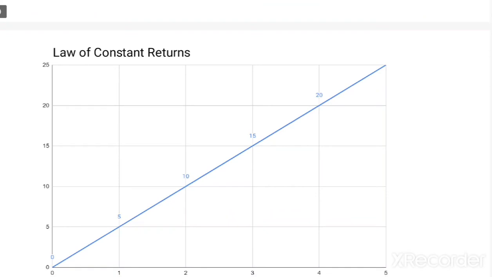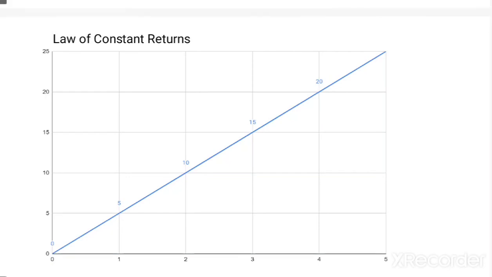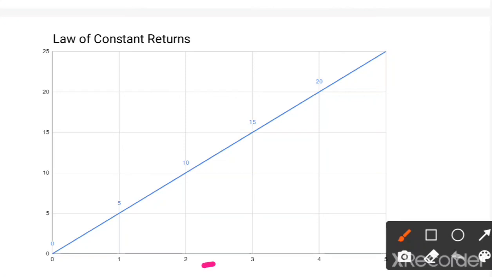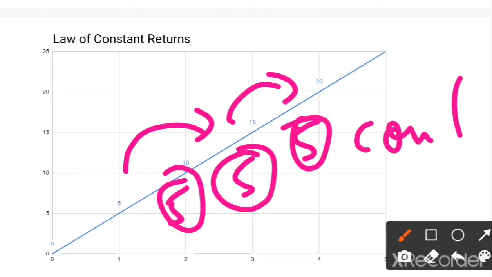So what is the shape of this graph? It's a straight positive line. The same amount increase in inputs and the same amount increase in output. The main thing which you have to check is this difference. The difference between 10 and 5 is 5, the difference between 15 and 10 is 5, the difference between 20 and 15 is 5. You are getting the same amount, so that's why it's the law of constant returns to scale.